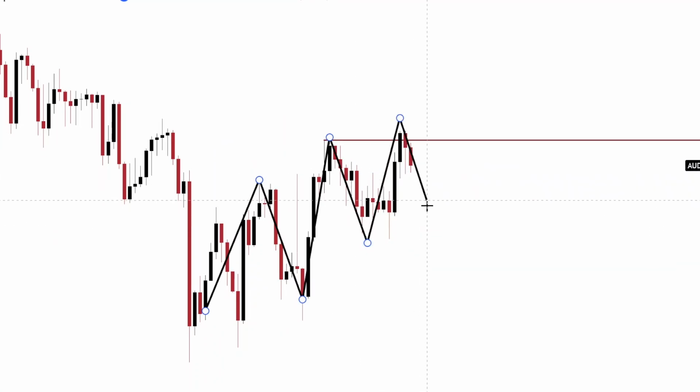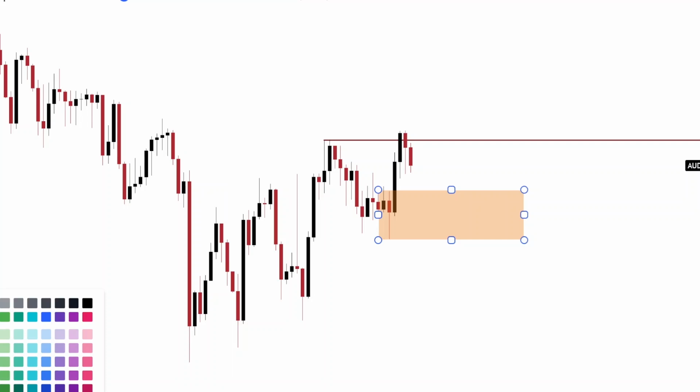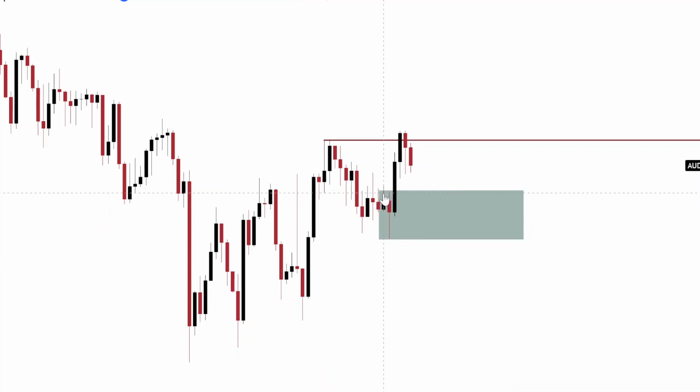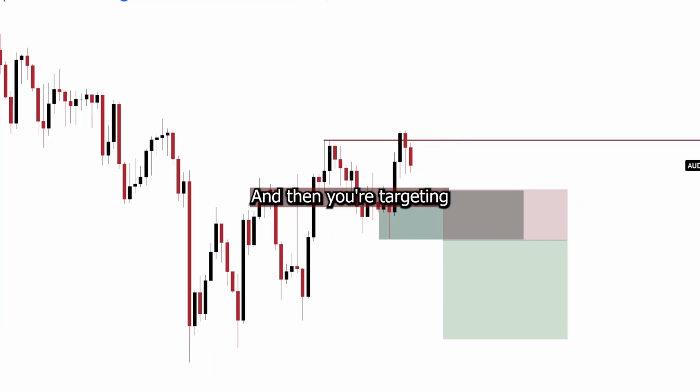So now what are they waiting for? They're waiting for a retracement. And where would their retracement be? They would look at a discounted entry, which would be right here. But trading the induced breakout swing, you're taking a short position. You're going against the majority. And then you're targeting the levels of extreme.